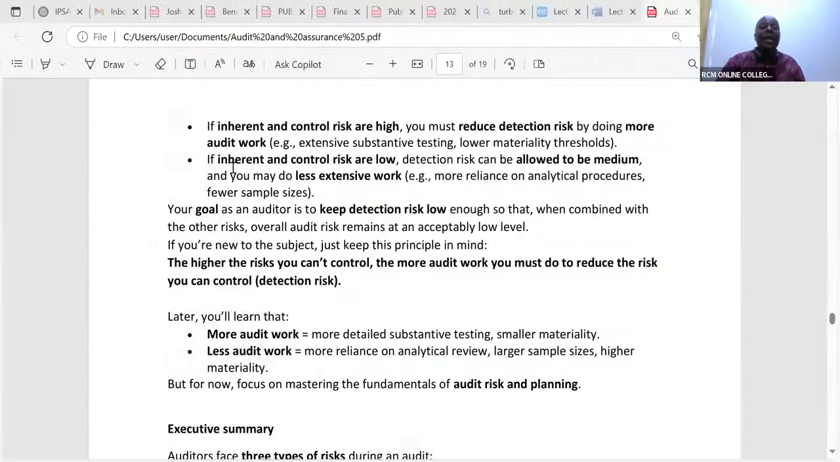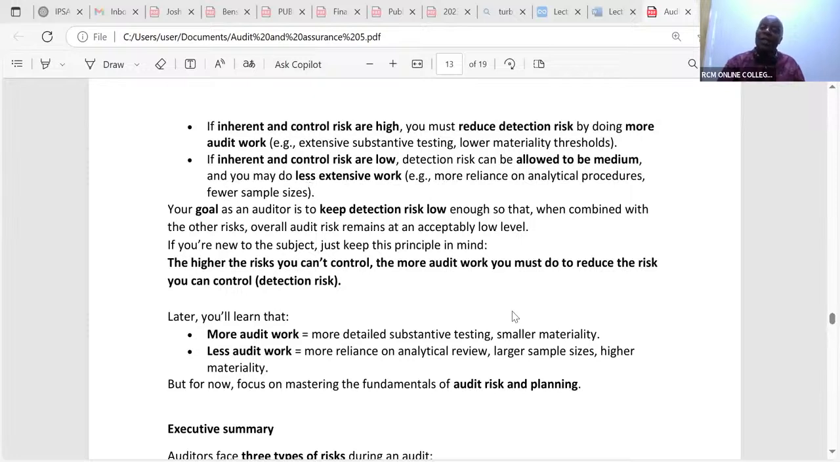If inherent and control risks are low, detection risk can be allowed to be medium, and you may do less extensive work, e.g. more reliance on analytical procedures, fewer sample sizes.